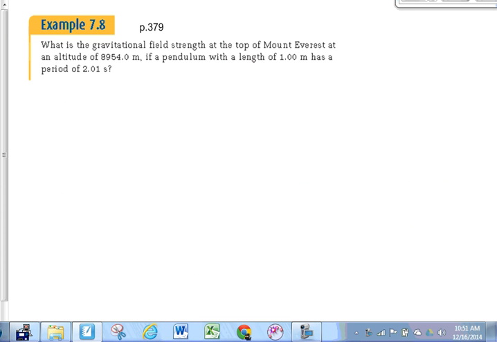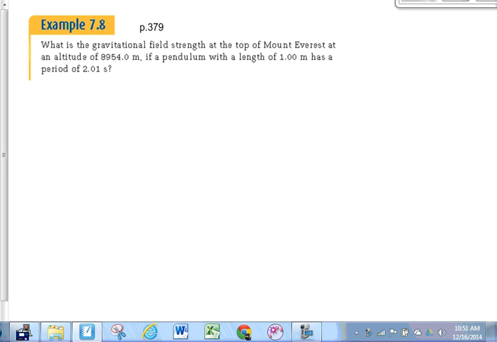Let's try this. What's the gravitational field strength, which is really the acceleration due to gravity, little g, at the top of Mount Everest, at the altitude of 8,954 meters. We said Calgary is a kilometer above sea level, 1,000 meters. Denver, a mile-high city, is 1.6 kilometers above sea level, 1,600 meters. The top of Mount Everest is 9 kilometers, 9,000 meters above sea level.